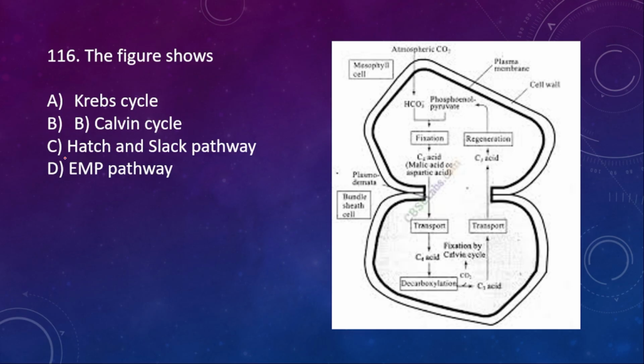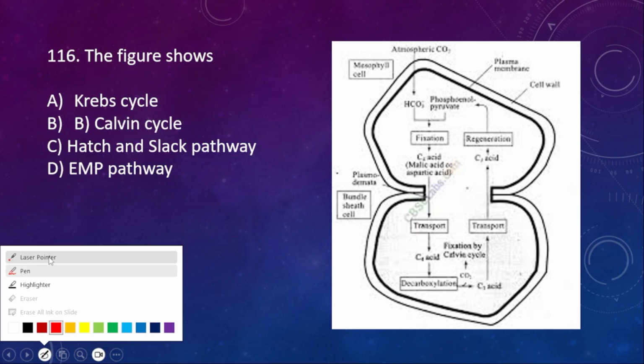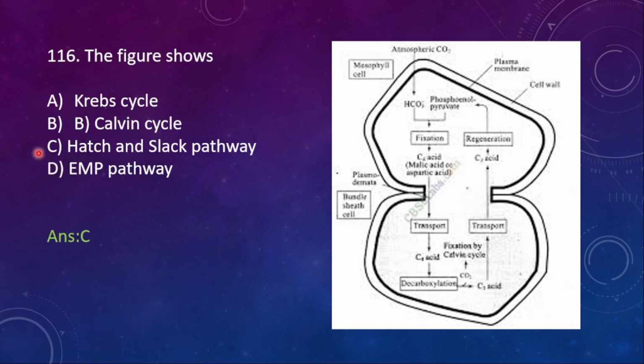116. This figure shows Krebs cycle, Calvin cycle, Hatch and Slack cycle, EMP pathway. Here the right option is option C, Hatch and Slack pathway. This is the Hatch and Slack pathway. This is mesophyll cell and then this is bundle sheath cell. Here the Rubisco is absent. Here the Rubisco is present. Here the Rubisco is absent. Here PEPcase is present, but here PEPcase is absent.